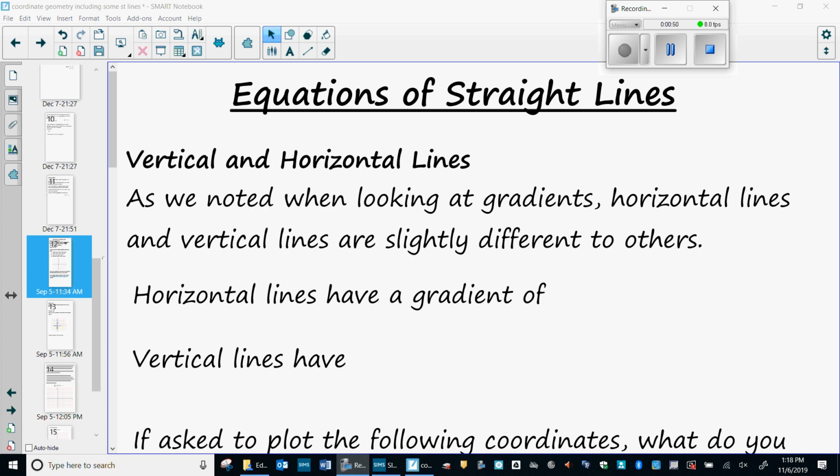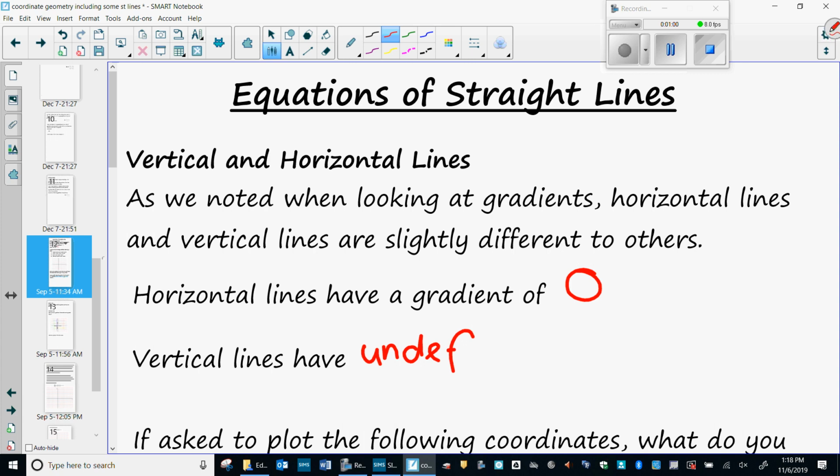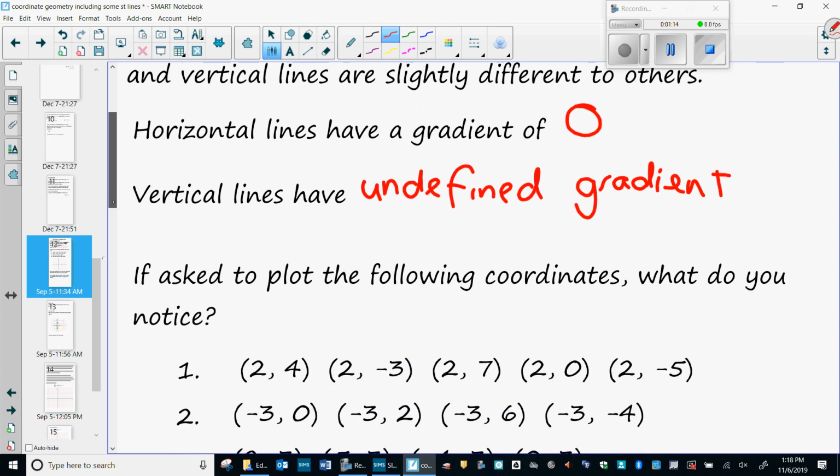Horizontal lines have a gradient of 0, and vertical lines have an undefined gradient. My board's dusty, I can clean it when I'm right. Alright, so their gradient is undefined.